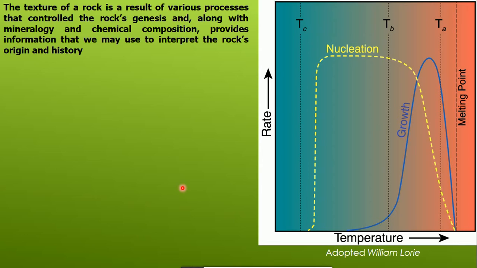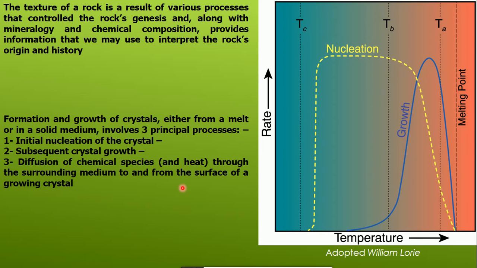Before starting the classification of the texture, it is necessary to understand the formation of the texture. The texture of a rock is a result of various processes that control the rock's genesis, and along with the mineralogy and chemical composition provides information that we may use to interpret the rock's origin and history.